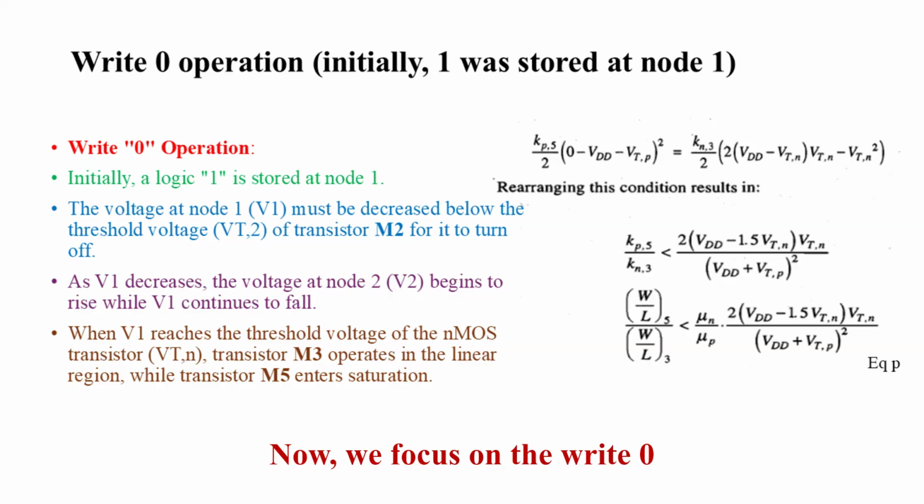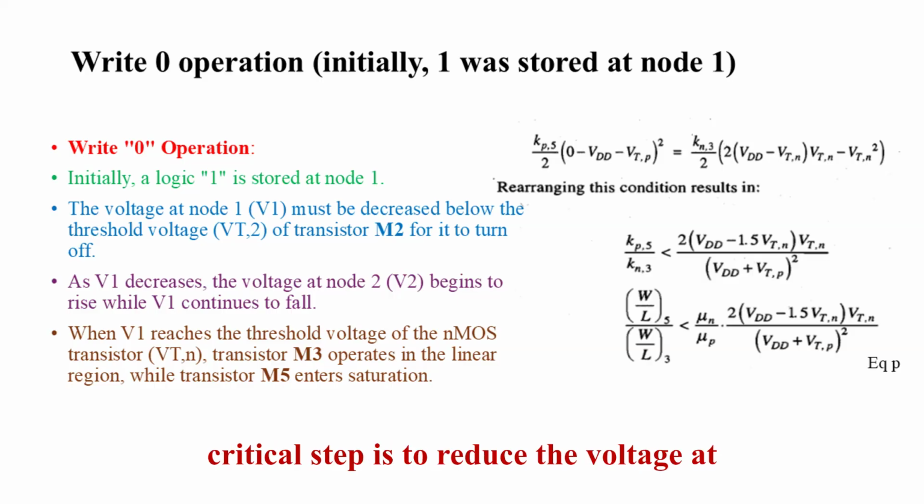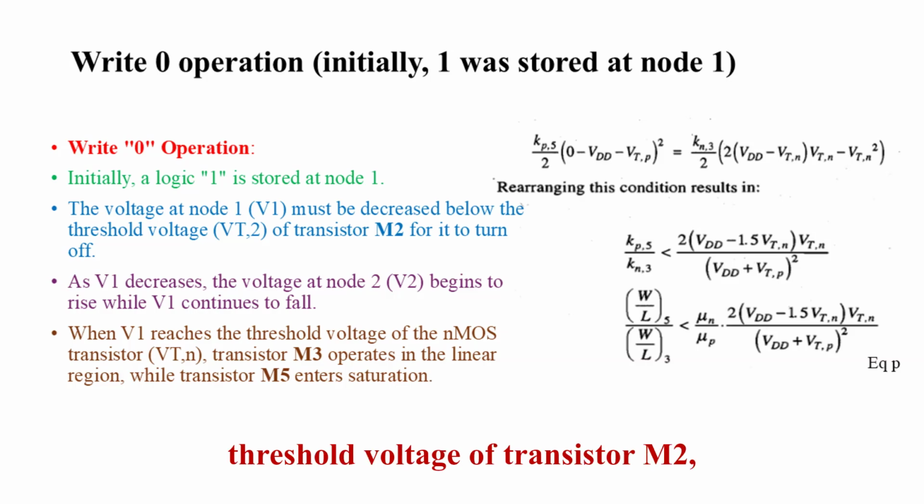Now, we focus on the write 0 operation within the SRAM cell. To start, let's establish the initial state having a logic 1 stored at node 1. Our goal in this operation is to change this stored value to 0. The first critical step is to reduce the voltage at node 1, denoted as V1, below the threshold voltage of transistor M2. This threshold is represented as VT2.